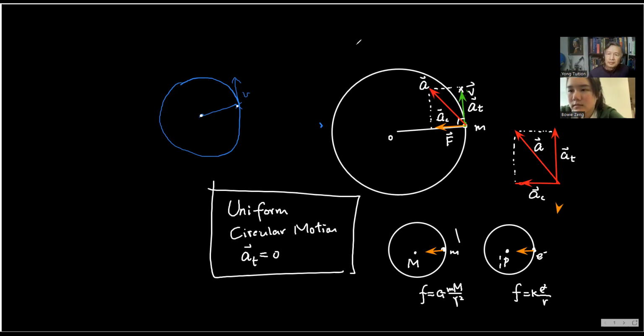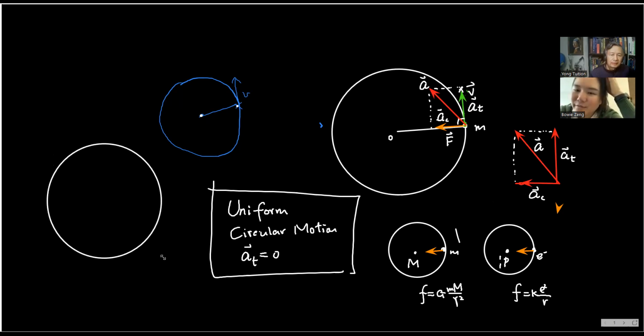I just wonder why, because the force and the acceleration are both pointing towards the center. Why does the object not fall into the center in that case? You see, velocity and acceleration are two vectors.